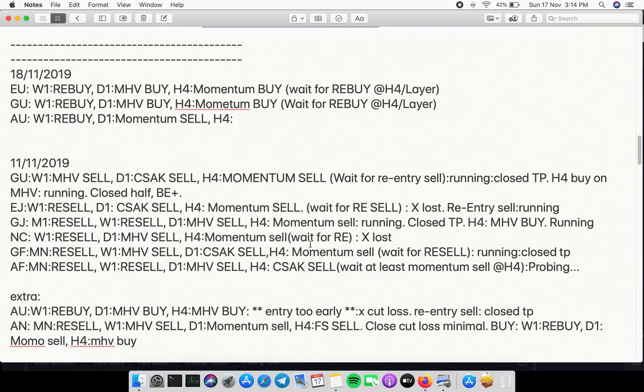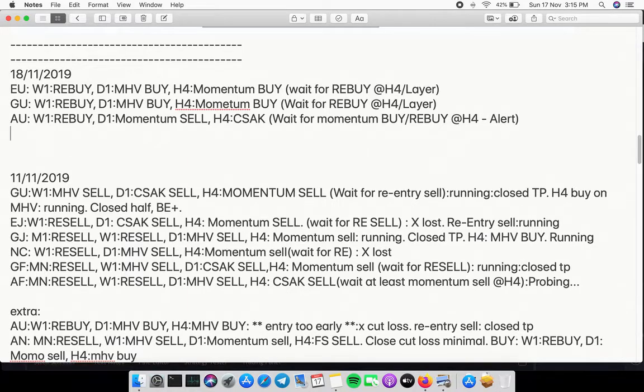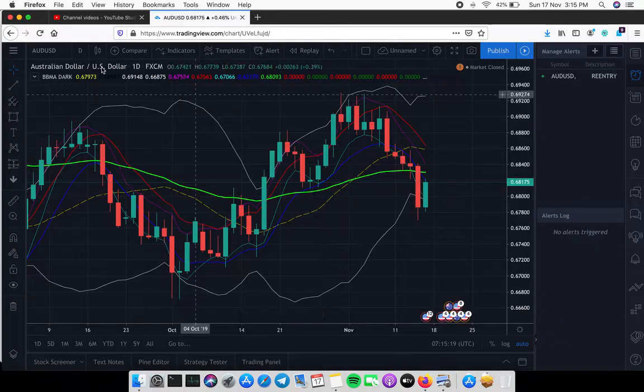And then H4 CSAK, so wait for momentum buy, re-entry buy at H4. So we have an alert on this one. Okay, then let's go to the next pair.